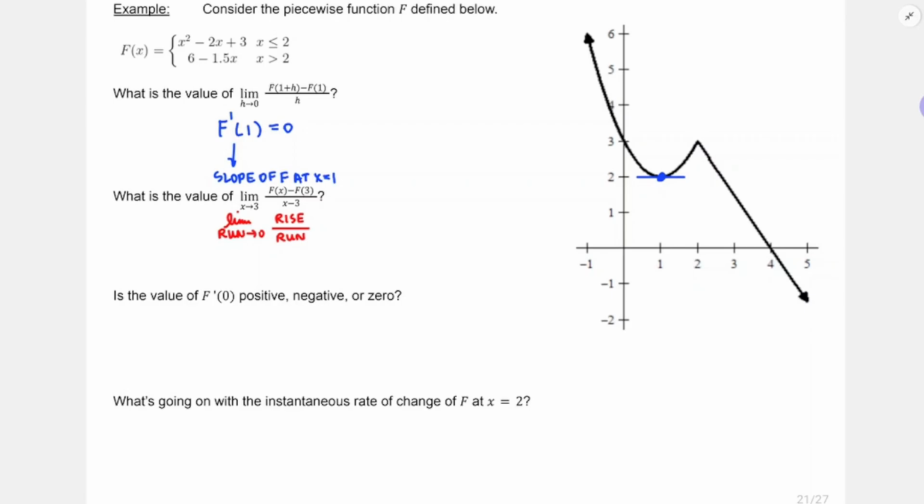Now, I should probably also show you the alternative form of the definition of instantaneous rate of change. But I like the h one better because it's closer to what I always try to remind students of, which is the limit of rise over run as run approaches 0.